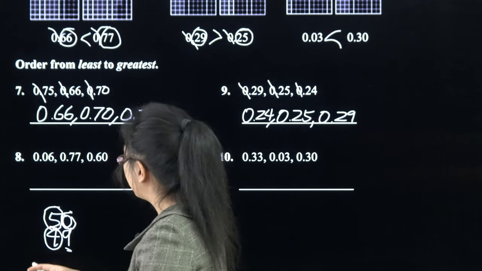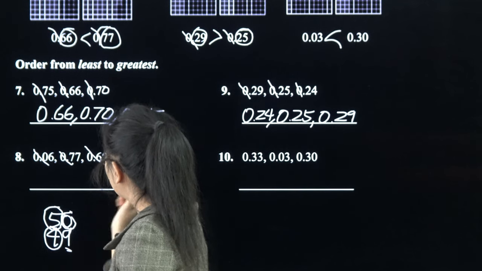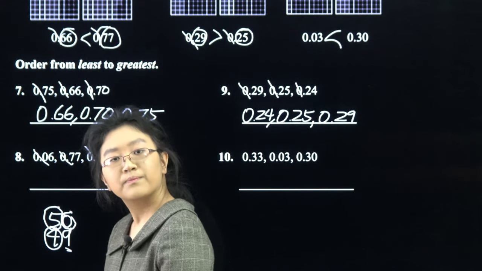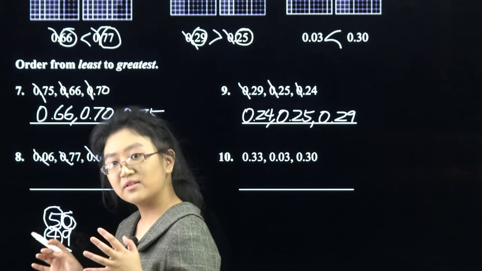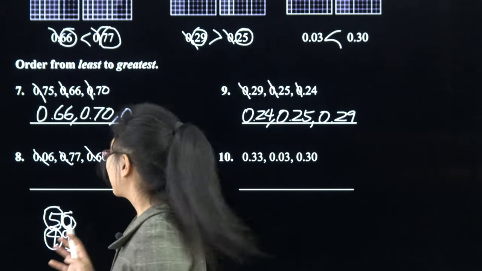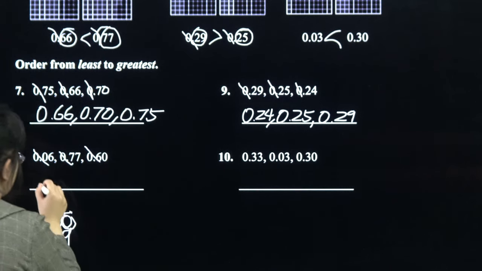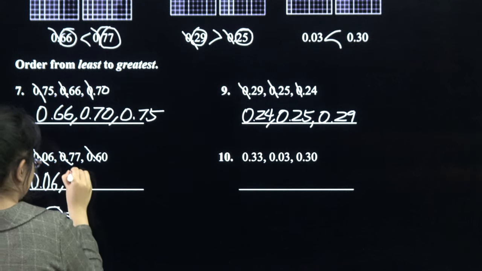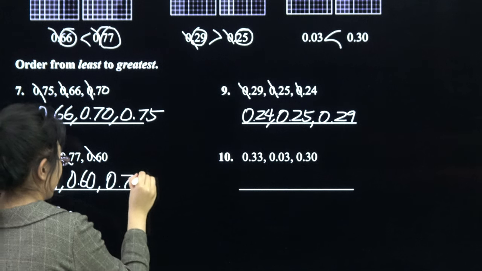Over here, it would be 77, 60, and 6. Well, 6, 77, and 60. It's not rocket science. It doesn't take a genius to figure out in grade 4 that 6 is smaller than both 77 and 60. So 0.06. And is 77 bigger than 60? Yes. So then it's 0.60, and then it would be 0.77 as the greatest.